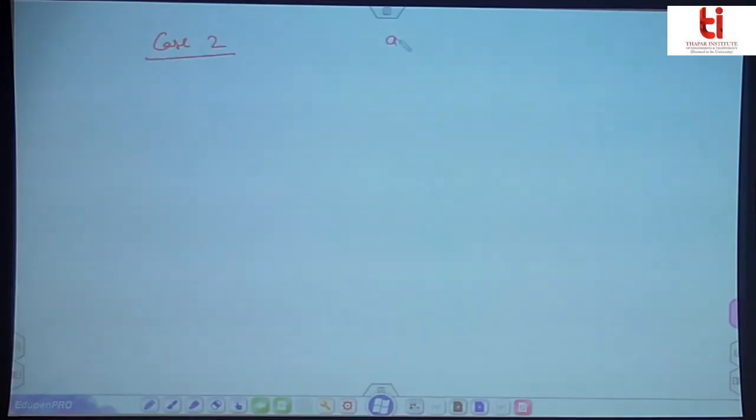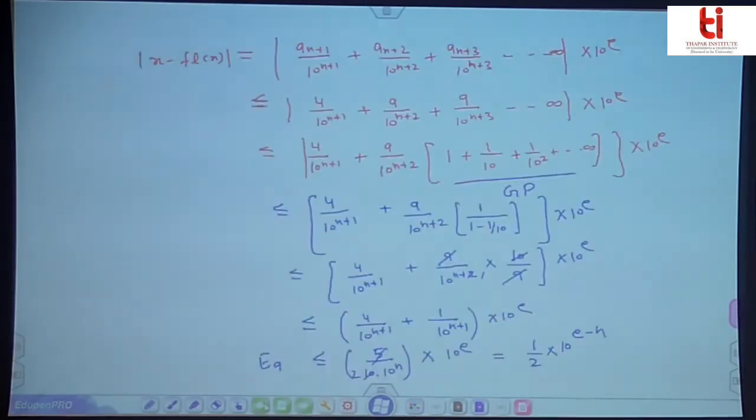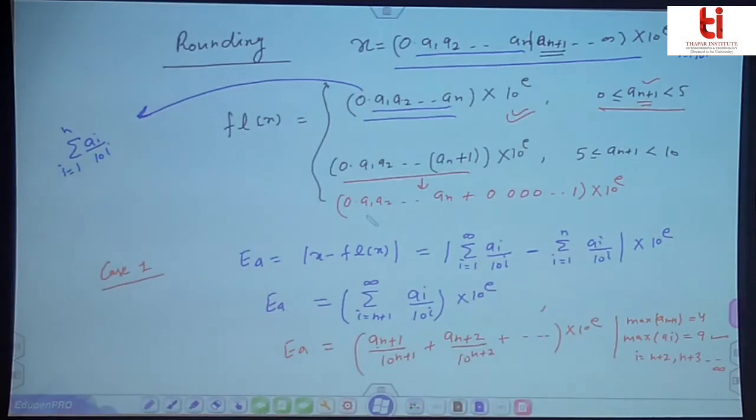Case 2. When a_{n+1} is greater than or equal to 5, less than 10. Okay, so there is a small change in the proof. So just find out x minus floating of x. You already know what is the value of x minus floating of x. Let's go to the definition. Whenever a_{n+1} is lying between 5 to 10, greater than or equal to 5 but less than 10, in that case floating of x is what? This is the value.